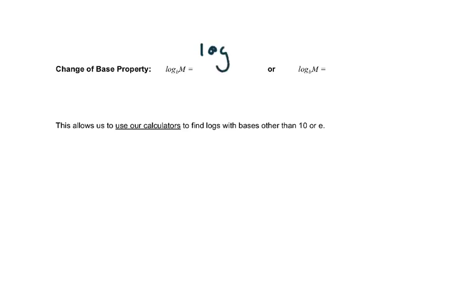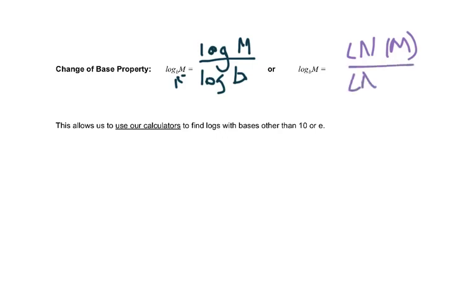We can use our log button with log of m, the big number, on top, divided by log of b, the base, on the bottom. Or we could use our ln button, but it's still ln of m, the big number on top, over the ln of b, the base on the bottom. This one that's already down low is what stays down low. It stays on the bottom. And here we probably should put parentheses around those numbers. So again, this allows us to use our calculators, and we'll see that in this last example.